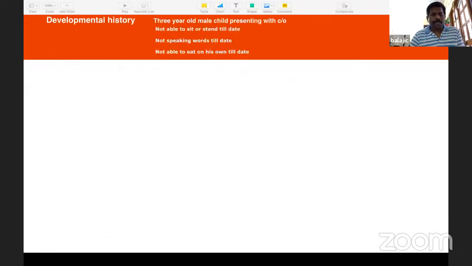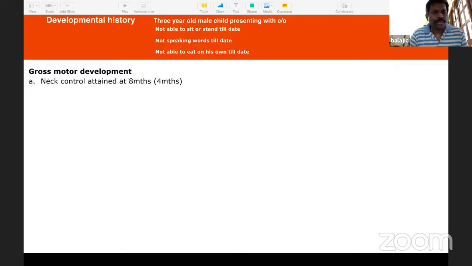Okay, so after knowing these developmental milestones, you have to give your interpretation. It doesn't stop with knowing the milestones. They will ask you questions about milestones, but you have to give your interpretation. For example, a 3-year-old male child presenting with complaints of not able to sit, stand till date, not speaking words till date, not able to eat on his own till date. So this will be your presenting complaint. So you have to elaborate it.